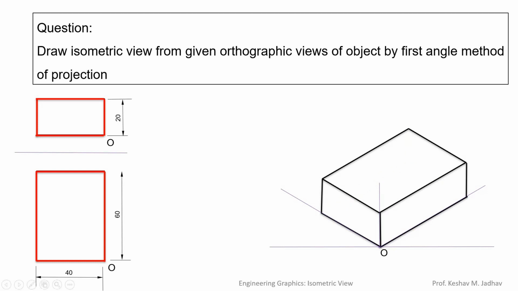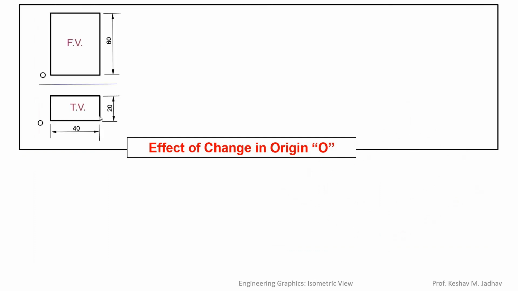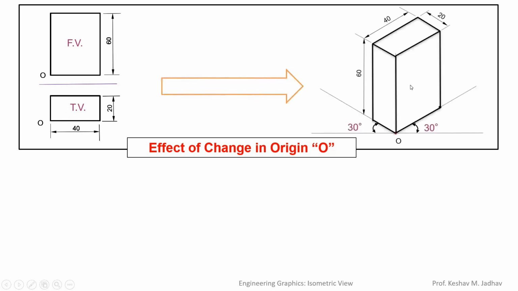Now we can give the dimensions 40 mm, 60 mm and 20 mm like this. Now let us see the effect of change in origin O. Just now I explained the isometric view for this given front view and top view. It will look like this.